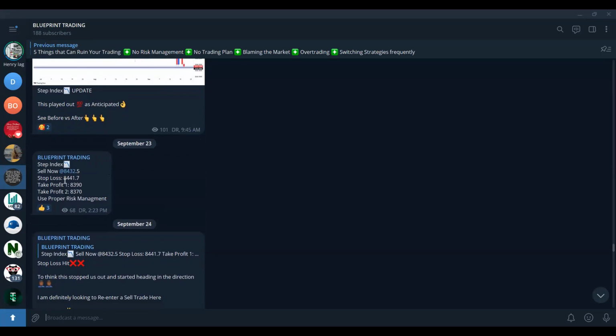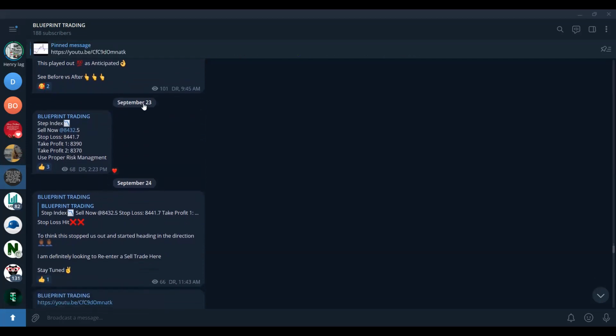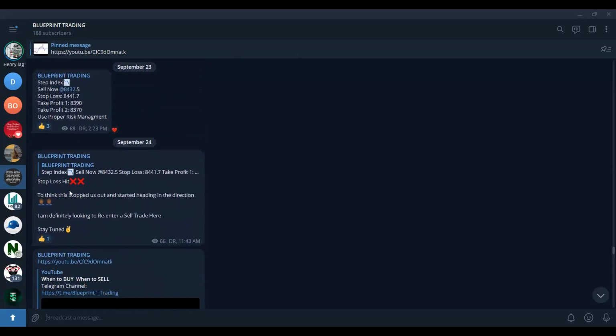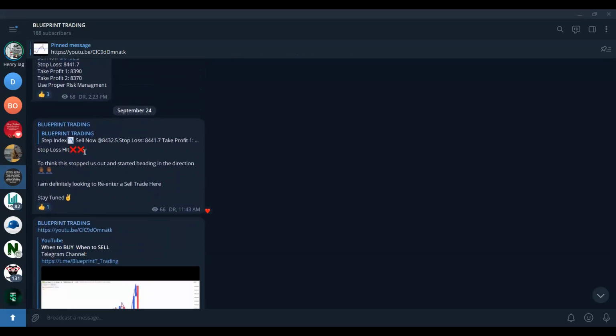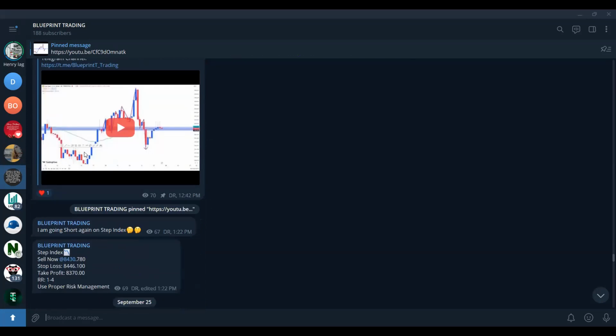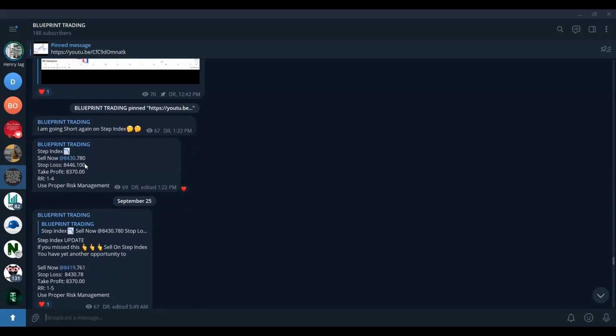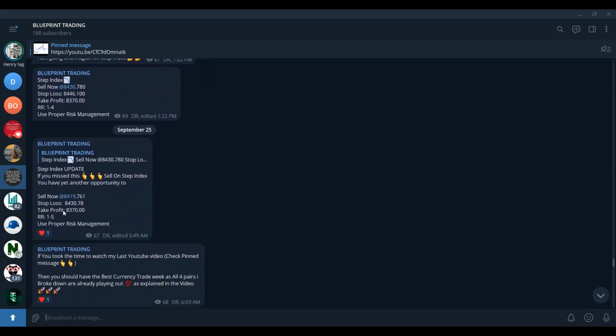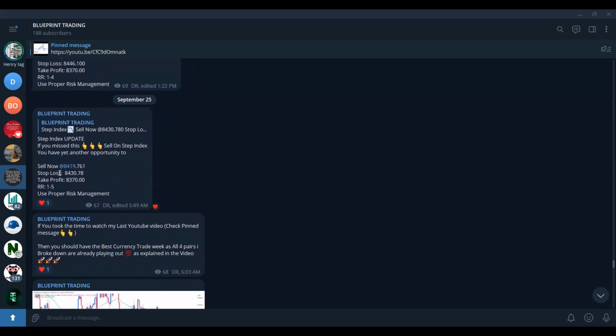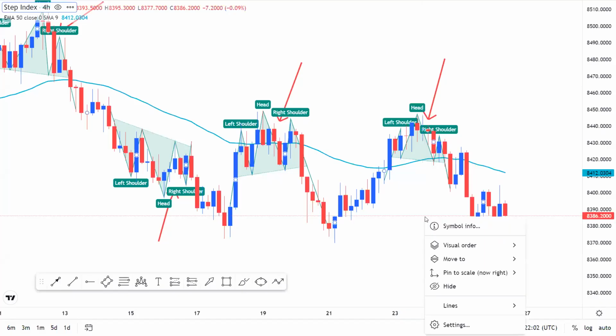So yeah, this is the first signal I gave on the 23rd on Step Index. And we had our stop loss hit. And then I sent a second sell signal to get right back in on the trade. And then I also sent out a third sell trade signal using the concept of head and shoulder pattern, which I will be explaining shortly. I called every one of these trade signals on the free Telegram channel.